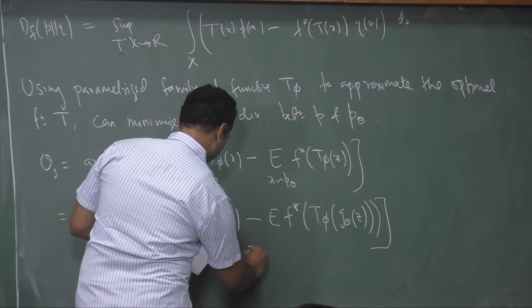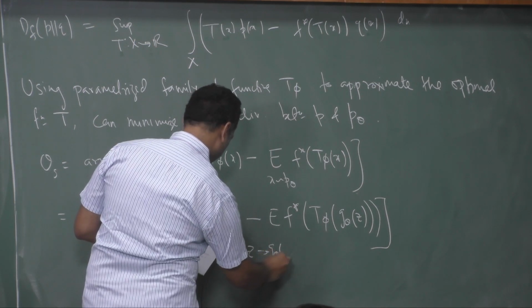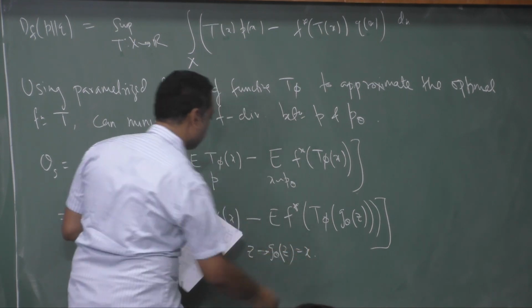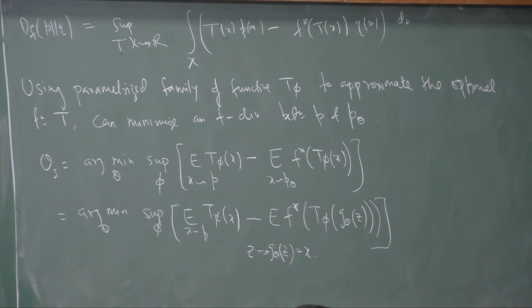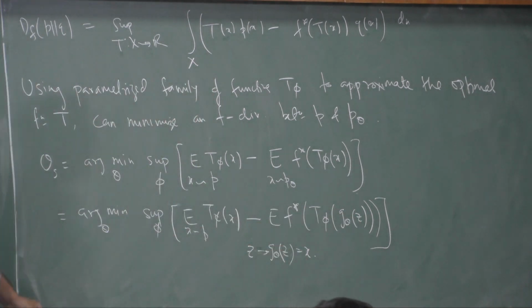Where Z goes to G theta of Z via the mapping. So what we are saying is that X is produced via some generator G theta that acts on Z. Z is, let us say, some known distribution from where we can sample, and then it creates the X. So G acts like a generator. T phi that you see acts like a classifier. I will write down in the next few steps what I mean.